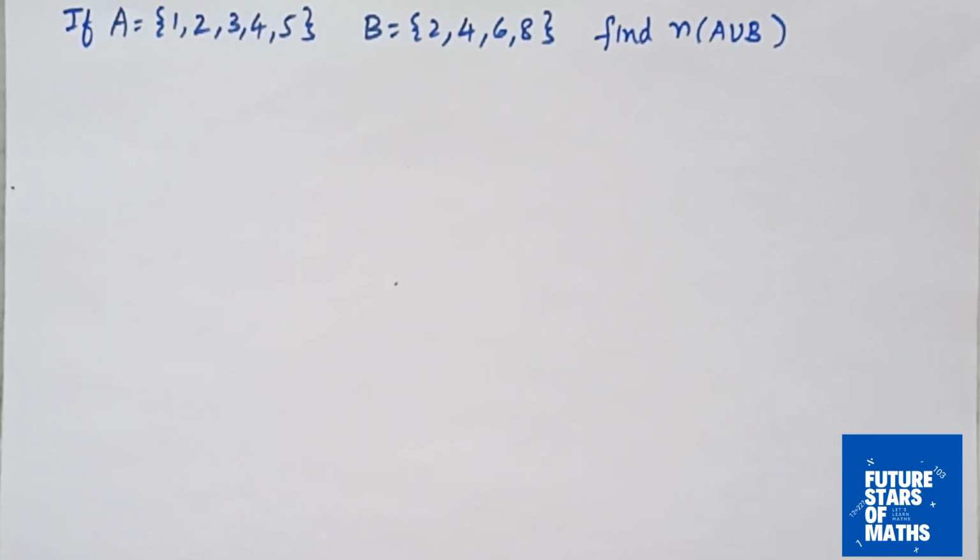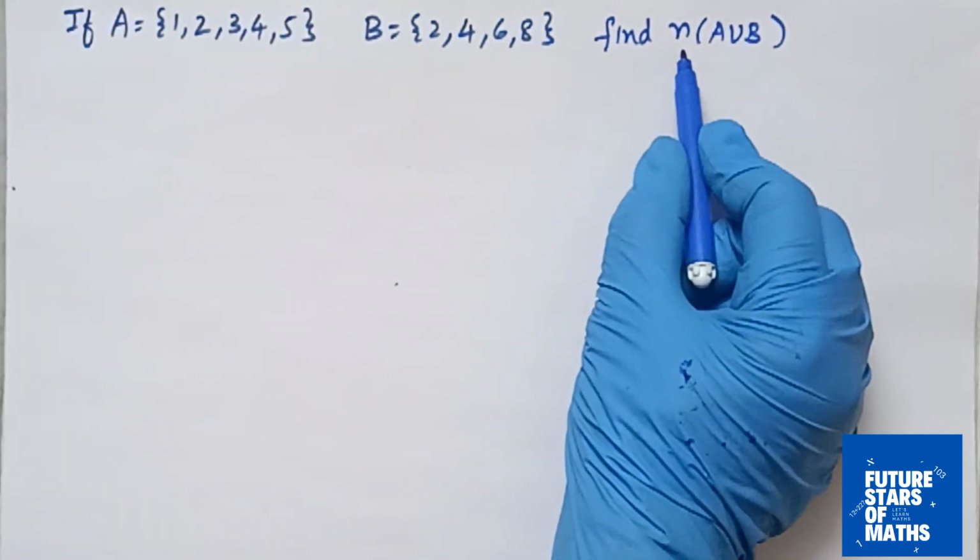Last sum of this chapter. Okay, so what is given? It is an example sum. It is given that if A equal to {1, 2, 3, 4, 5}, B equal to {2, 4, 6, 8}, find n of A union B. What do you mean by n of A union B?